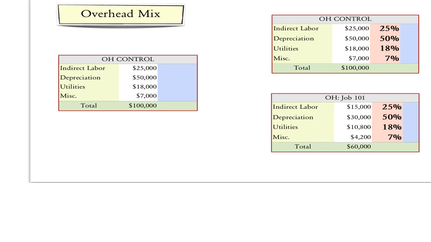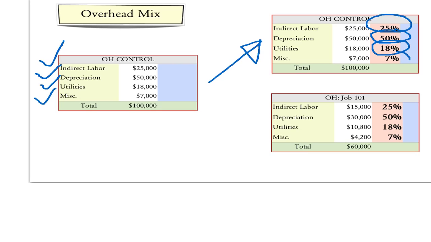Now, what we're really concerned about is that the overhead uses resources such as indirect labor, depreciation, utilities, miscellaneous charges. And we can see that the overhead in this example consists of 25% indirect labor, 50% depreciation, 18% utilities, and 7% miscellaneous. When $60,000 is allocated to job 101, we are going to see exactly the same mix of overhead resources being assigned to job 101.